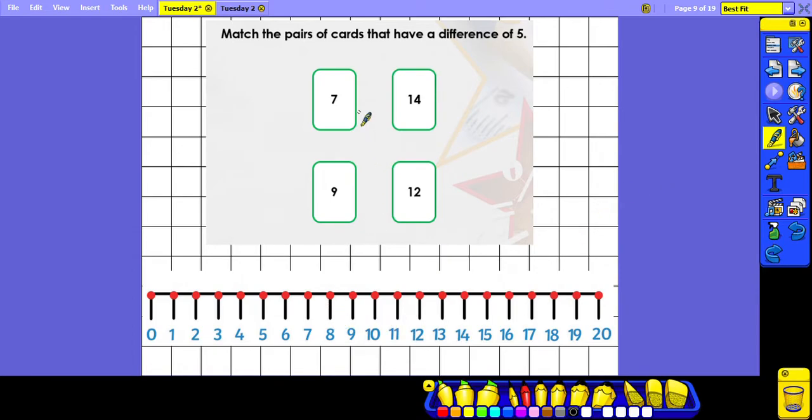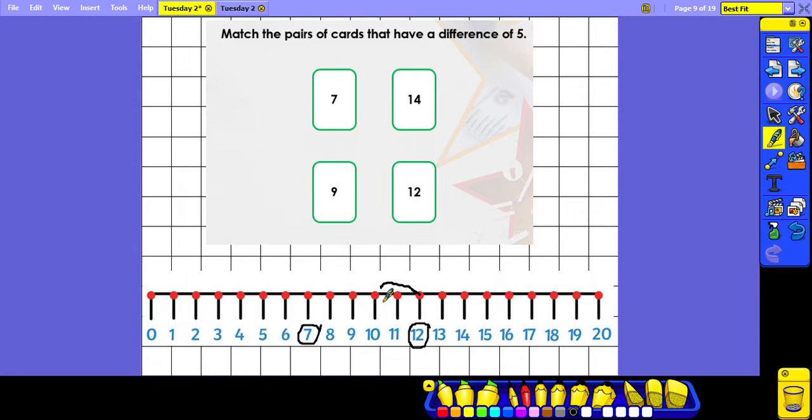So I'm going to choose 2 numbers that I think might have a difference of 5. But I might not be sure, so I'm going to use the number line to help me. I'm going to try 7 and 12. So like we've been doing to find the difference, I'm going to mark 7 and 12 and then count how many jumps there are between those 2 numbers.